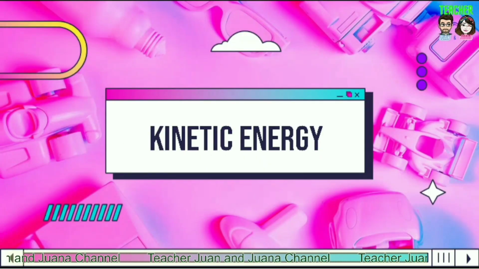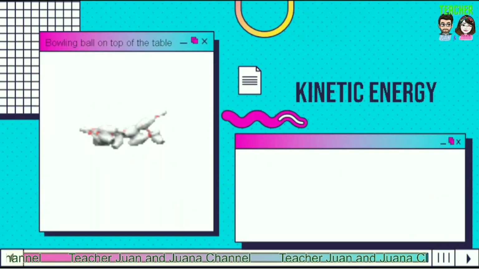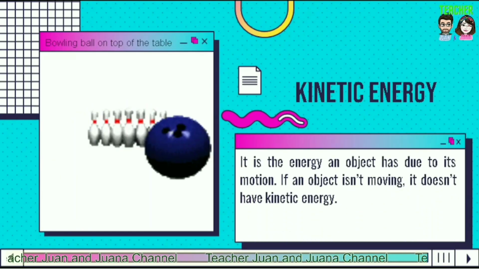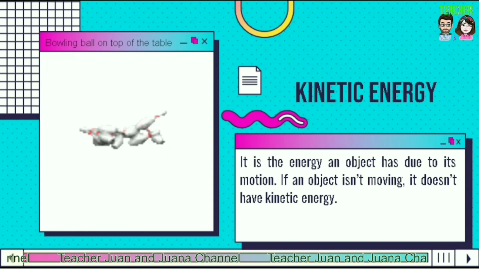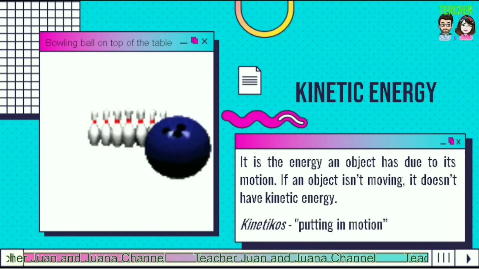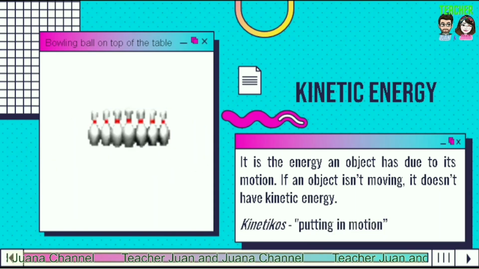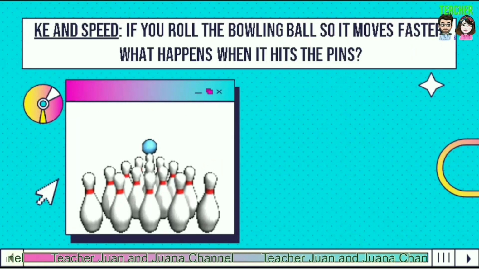Now, let us define kinetic energy. Kinetic energy is the energy an object has due to its motion. If an object isn't moving, it doesn't have kinetic energy. It came from the Greek word kinetikos, meaning putting in motion. Let's use the bowling ball as an example.